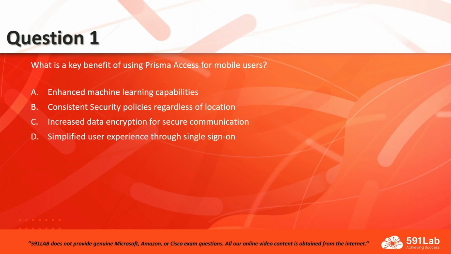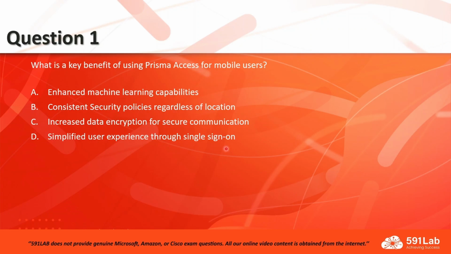Let's discuss question number 1. The question number 1 is as follows. What is a key benefit of using Prisma Access for mobile users? And the options will be A, enhance machine learning capabilities, or B, consistent security policies regardless of locations, or C, increase data encryption for secure communications, or D, simplify user experience through single sign-on.